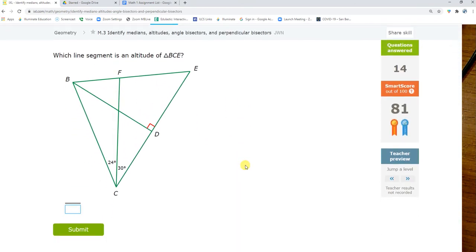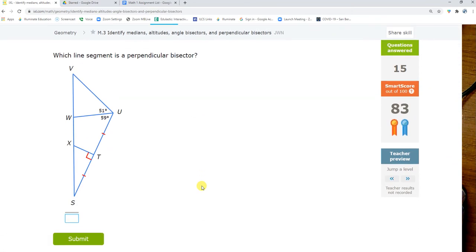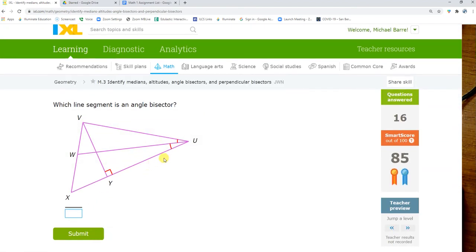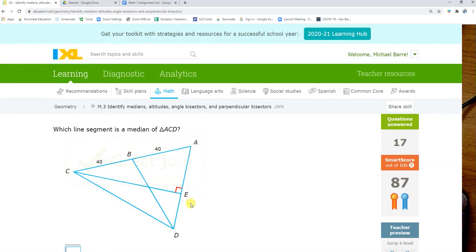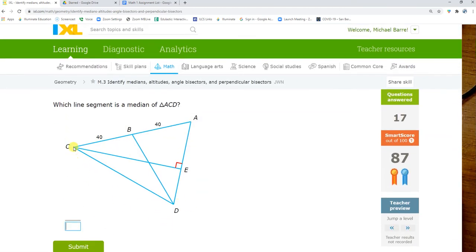Ooh. Which segment is an altitude of A? BD is the altitude. Perpendicular bisector. Which one is this? XT is a perpendicular bisector. Angle bisector. WU is the angle bisector, because it's cutting this angle in half. Median. A median has to come down from a vertex and cut it in half, so DB is the median.